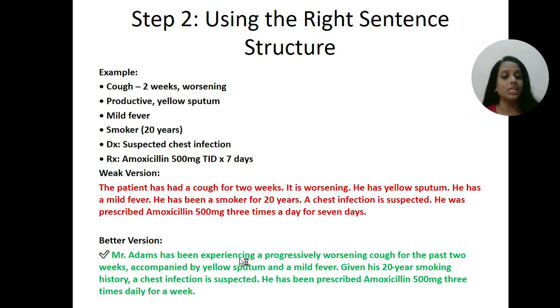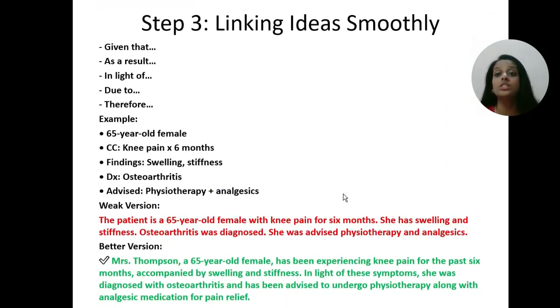Mr. Adams has been experiencing a progressively worsening cough for the past 2 weeks, accompanied by yellow sputum and mild fever. Given his 20-year smoking history, a chest infection is suspected. He has been prescribed amoxicillin 500 mg 3 times daily for a week. Sounds better, right? Here you can see how the flow is very natural and also you're keeping it concise with relevant details. And the next one we are going to see is how to link your ideas smoothly.